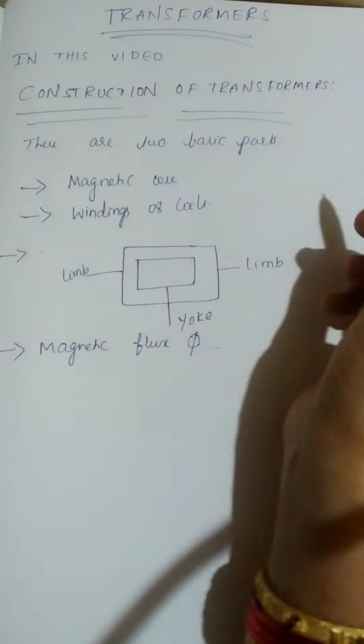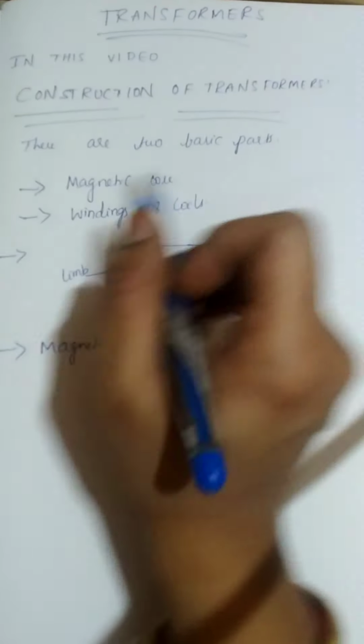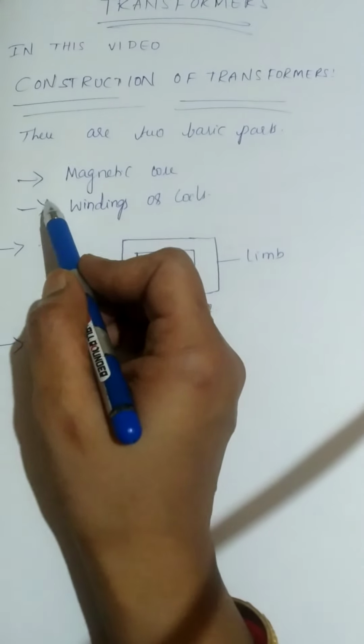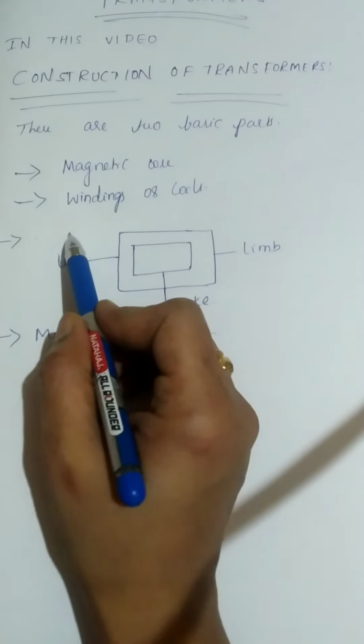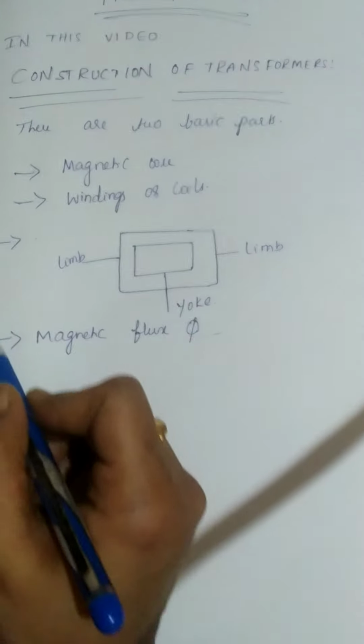This is Sayed Reshma. In this video, we are going to discuss transformers, the construction of transformers. There are two basic parts of transformers. First one is the magnetic core and another one is windings or coils.